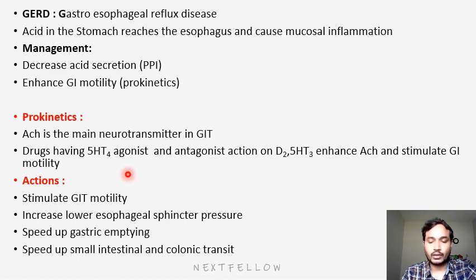So what are the actions of prokinetic drugs? First is stimulation of gastrointestinal tract motility, that means they increase the motility of the GIT. Next, they increase the lower esophageal sphincter pressure, so there will be no chance of refluxing of acid into the esophagus. Next is speeding up of gastric emptying, which moves gastric contents into the intestine. Next, speeding up of small intestinal and colonic transit. These are the actions of prokinetic drugs. We will see the drugs in the following slides.